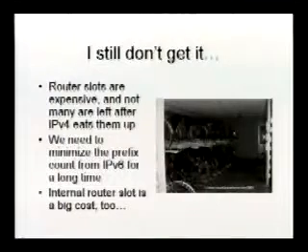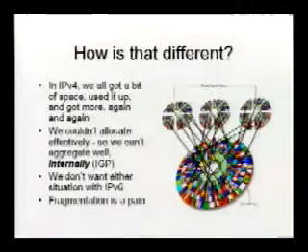Router slots are expensive. We need to minimize the prefix count for a long time because of the dual stack issue. We need to avoid having a proliferation of IPv6 prefixes wherever possible. Internal router slot use is also a big cost. So because of that, we want to do internal aggregation as a network operator.